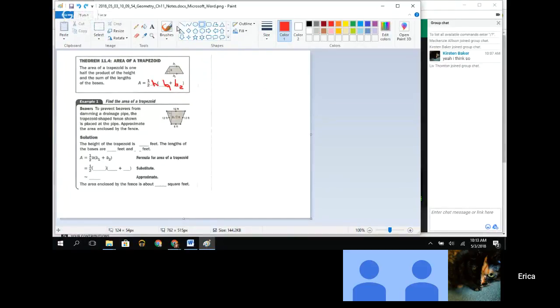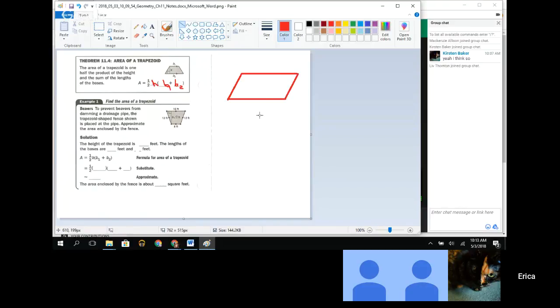Okay, so let me try to draw a parallelogram here. Okay, that's looking like a parallelogram, guys.